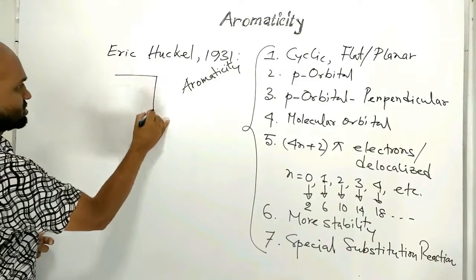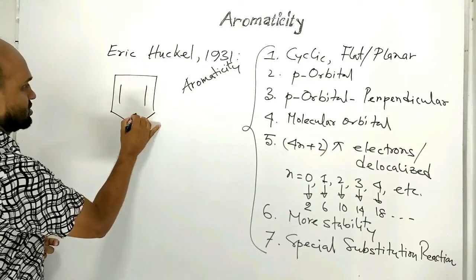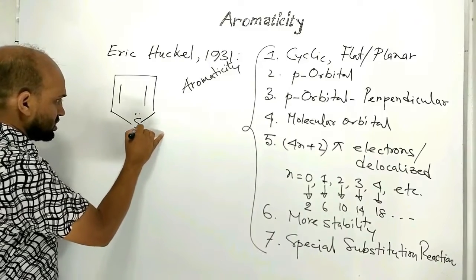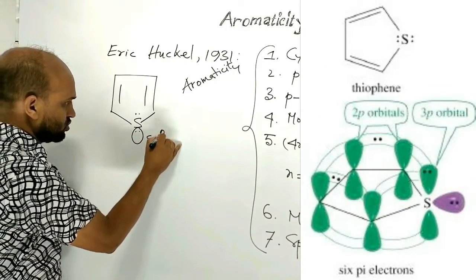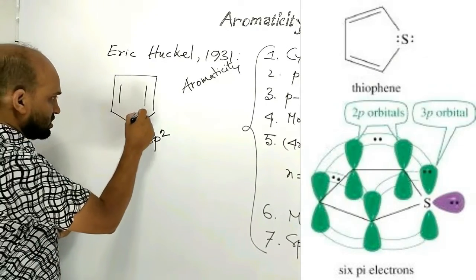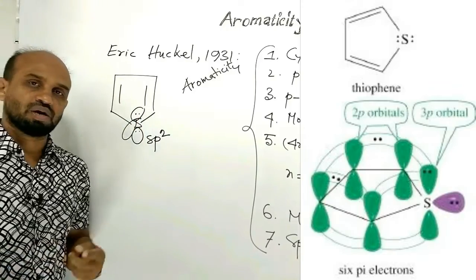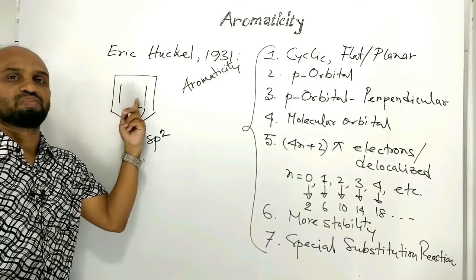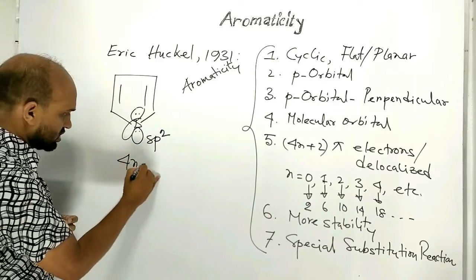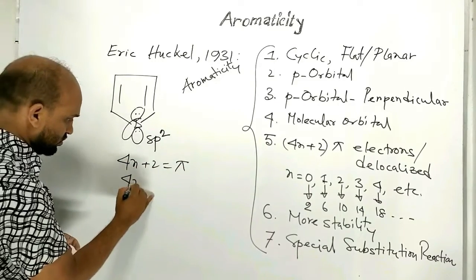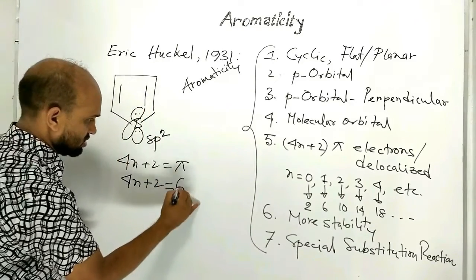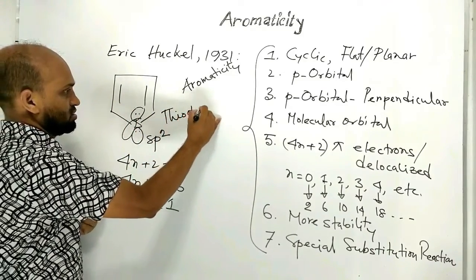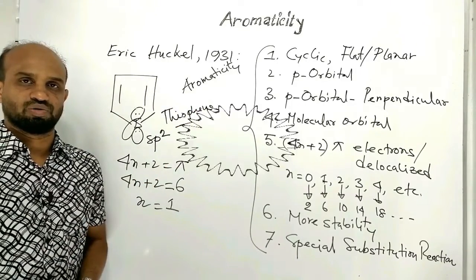Now the compound is thiophene. Sulfur contains two pairs of electrons. One pair of electrons resides in the sp2 hybrid orbital, and another pair of electrons resides in the unhybridized p orbital. This pair of electrons participates in the formation of pi molecular orbital. So here 4n plus 2 pi electrons. 4n plus 2 is equal to 2, 4, 6. So n is equal to 1. That is, thiophene is a kind of aromatic compound.